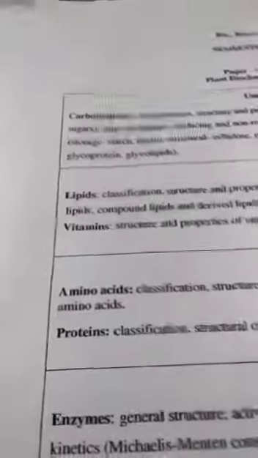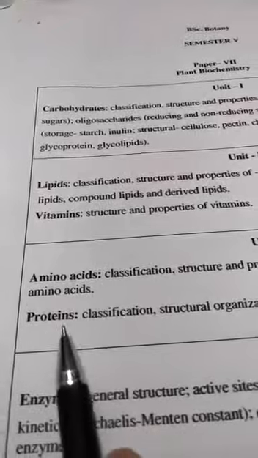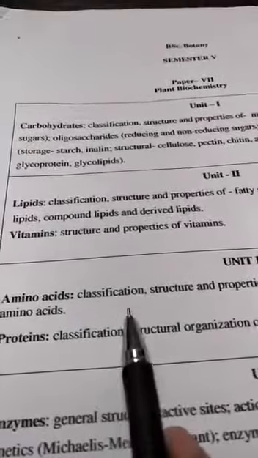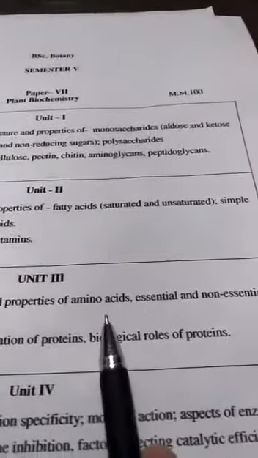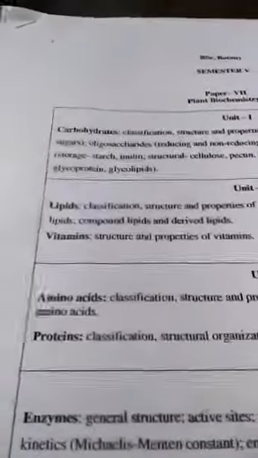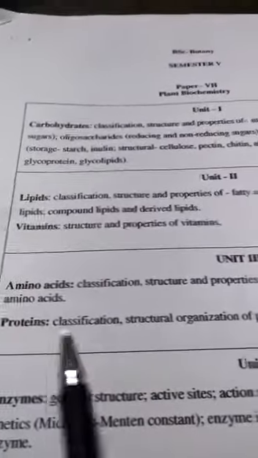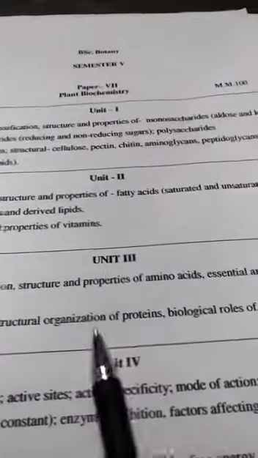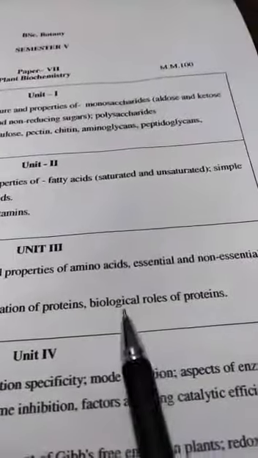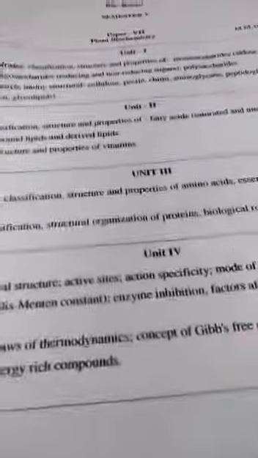Unit 3 includes amino acid and protein. There is classification of amino acid, structure and properties of amino acid, essential and non-essential amino acid. For protein, there is classification of protein. You have to also study the structural organization of protein and biological roles of protein.